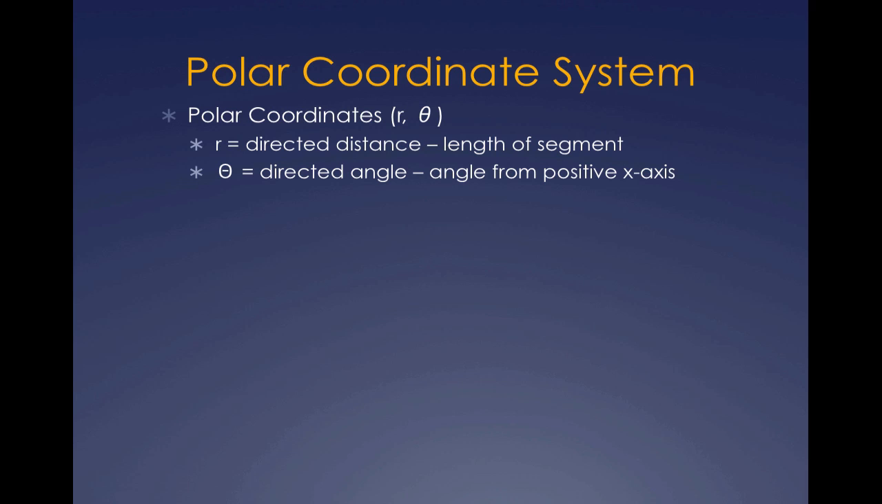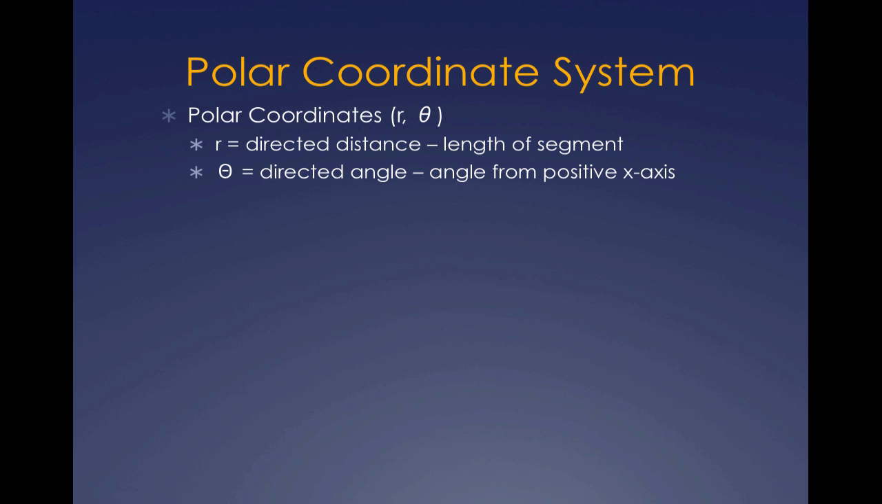So instead of x and y, we have r and theta. So r is going to be the directed distance. Directed distance basically means a vector. It is just a segment. It's the length of a segment. It is a segment that has a finite length. Theta is going to be the direction.